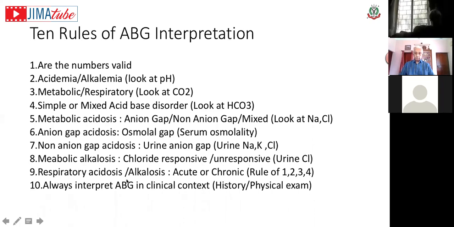In respiratory acidosis or alkalosis, you should apply the rule of 1, 2, 3, 4 to know whether it is acute or chronic respiratory acidosis or alkalosis. And you should always interpret these numbers by looking at the clinical context, by seeing what type of patients you have and how to interpret these numbers back to our patients. So we have 8 or 9 minutes left. I will hand it over to Professor Ganguly for his summary, and if he wants to moderate any questions and answers.